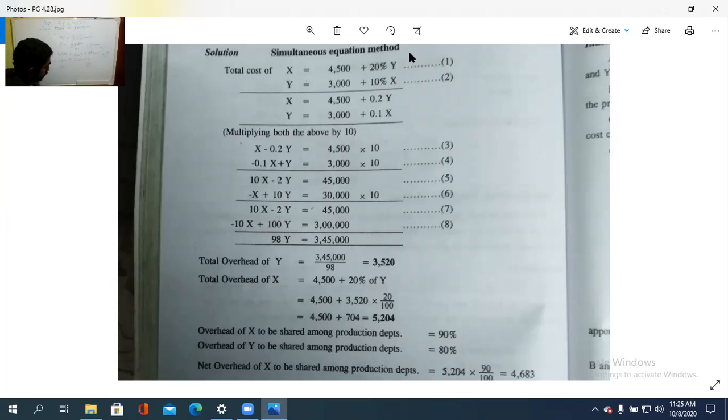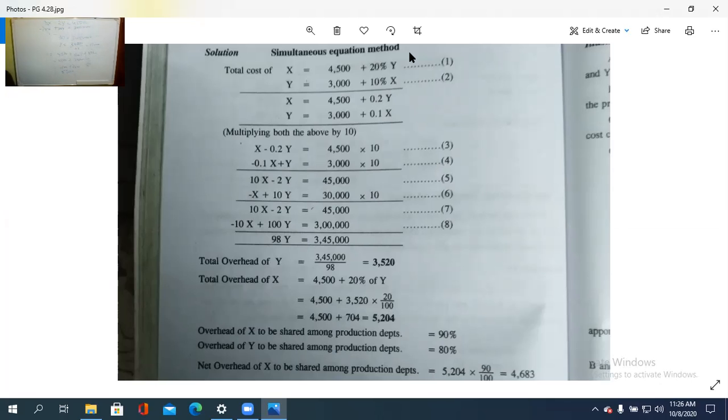So 704. So it is 70, so 350. 7 5s are 35. So 70 into 5, 350. So 704 is the answer for that one. So 4,500 plus 704 is equal to how much? 5,204. See, we got both the values.